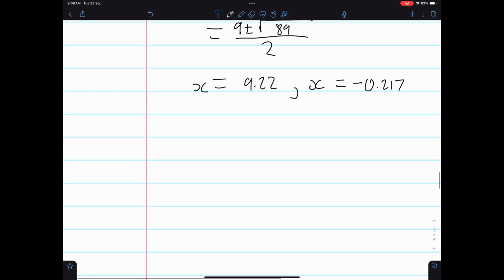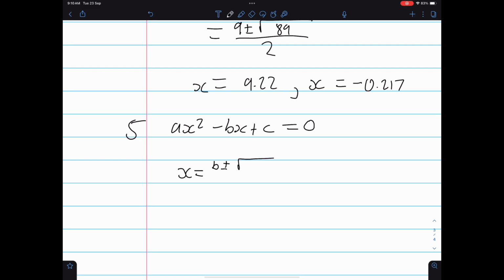Right, okay. Now in question 5, it wants us to solve the quadratic equation ax squared minus bx plus c equals 0, giving answers in terms of a, b and c. And I don't think it wants us to complete the square here because it's about the quadratic formula in this set of questions. So we're just going to go straight to the quadratic formula and say x equals minus b, which is positive b in this case, plus or minus the square root of b squared minus 4ac and divide it by 2a.